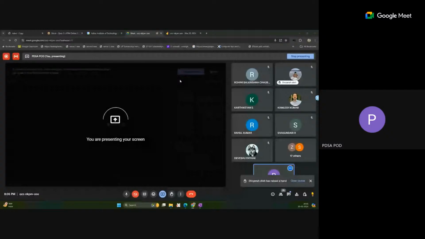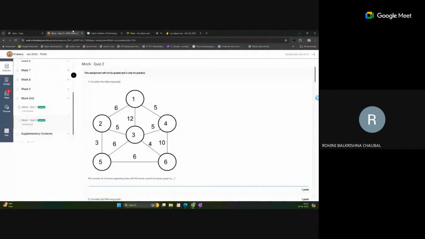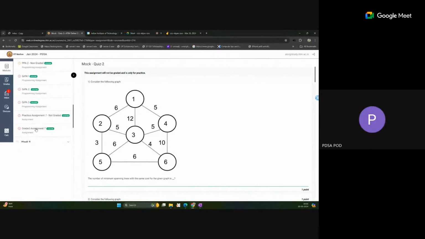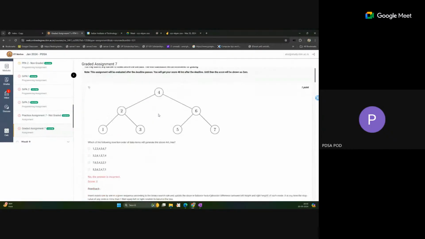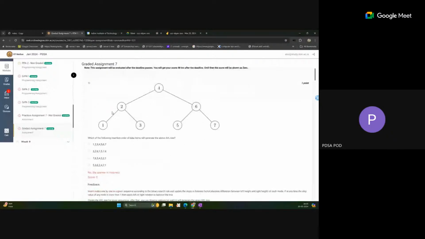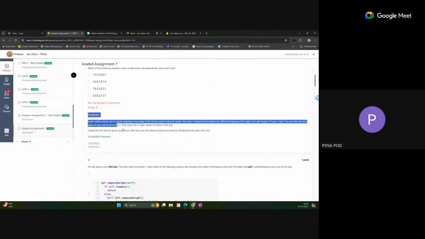Let me share my screen. One second. After the deadline, you can see the feedback of the question, some solution-related feedback, along with the graded assignment. Let me open a previous week. I hope my screen is visible. Yes, sir. So, graded assignment 7. I think the deadline is over for this. After the deadline, you can see this feedback here.